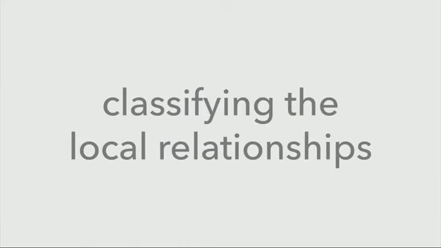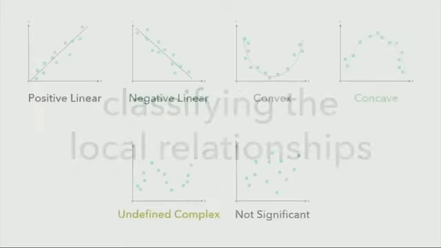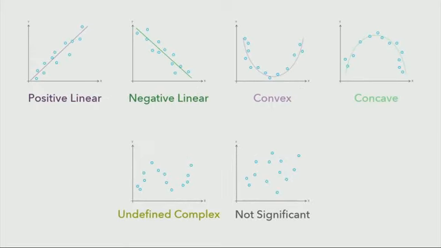So the tool has a second act to it. It will classify the local relationships and summarize all of that information into categories. It can be positive linear, negative linear, convex, concave, quadratic essentially, or undefined complex, because entropy will also give you an assessment of those types of relationships, or perhaps not significant.